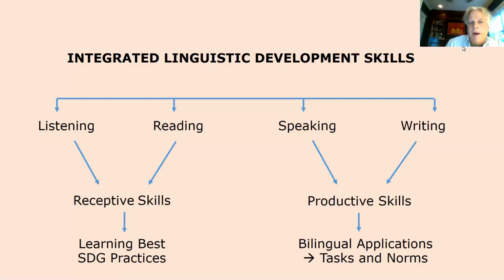When we left the workshop, the proposal at that point was that we focus really on receptive and productive skills. Linguistically, receptive are the listening and reading skills. And the productive skills is where we speak and write, where we start using actively, productively, the language skills. Also, we can think of this in terms of development. Receptive skills are our learning best sustainable development goal practices, SDG practices. But productive is where we take our bilingualism and we apply it. And that's why every chapter will have tasks and norms.